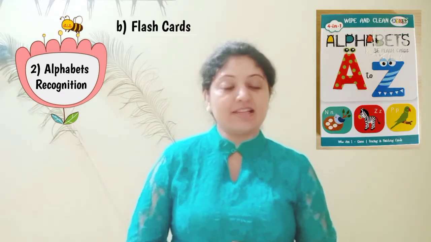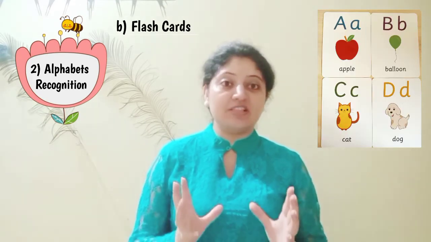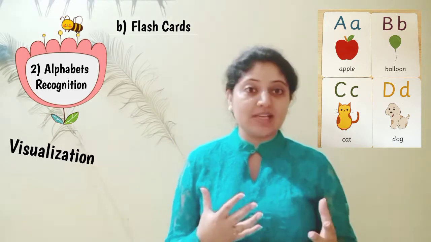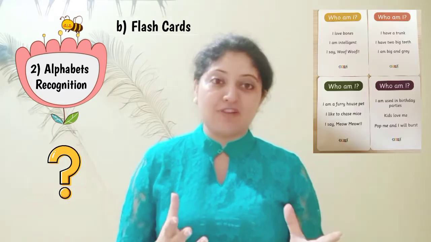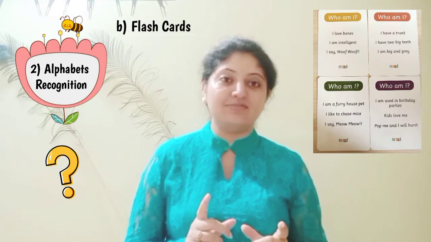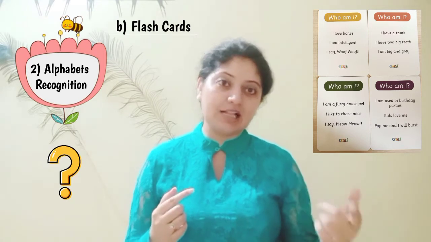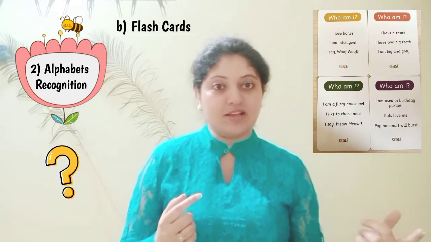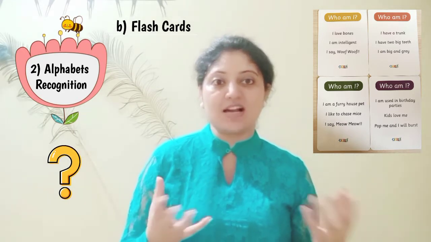The second activity that I use for alphabet recognition is flashcards. These flashcards are definitely helpful when it comes to visualization as well as alphabet object association. A child is able to relate an object to the respective letter or alphabet with the help of flashcards. These flashcards also have a riddle at the back of them. However, a toddler is not able to answer the riddle, but it will help them once they go to preschooler age. I use these riddles with my elder one and she's able to identify the object after listening to the riddle.